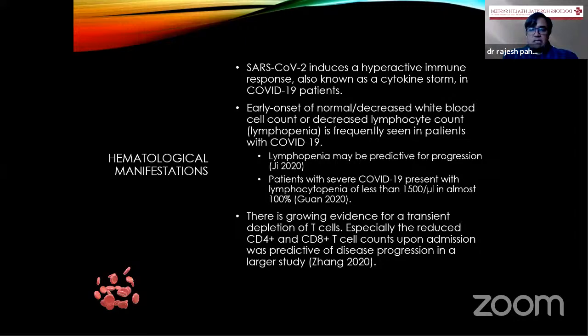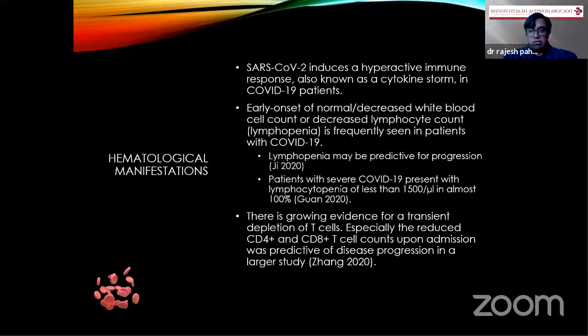And in various studies, it is described that lymphopenia may be predictive for the progression of the disease. In one of the studies, it is described that lymphopenia of less than 1500 is seen in 100% of severe COVID-19 patients. There is also growing evidence for transient depletion of the T cells as well, especially the reduced CD4 and CD8 T cell count upon admission was predictive of disease progression in one large study conducted by Zhang et al.